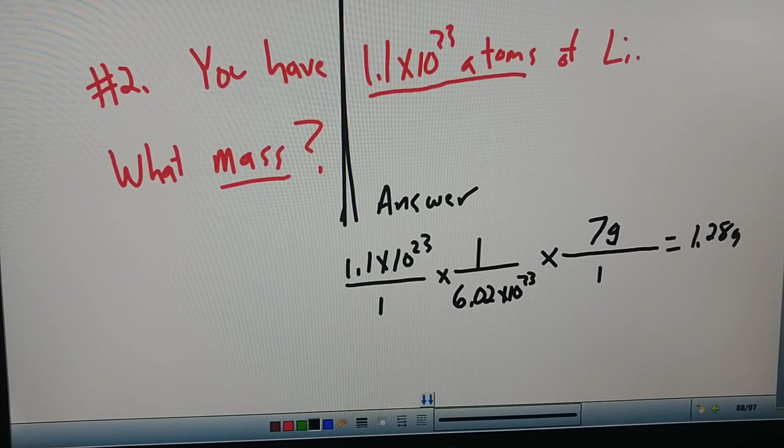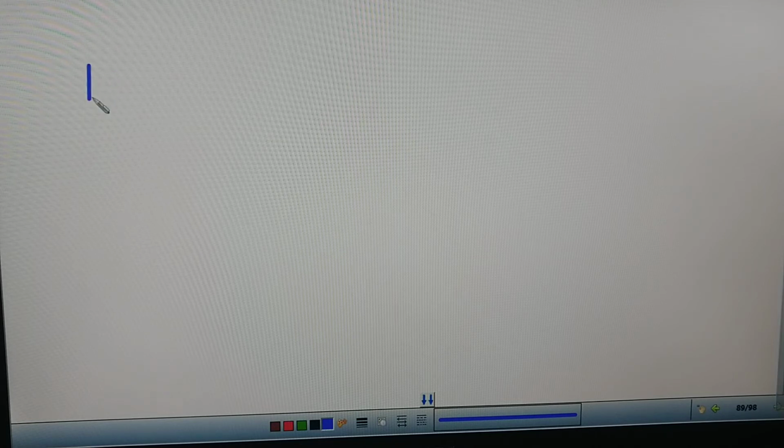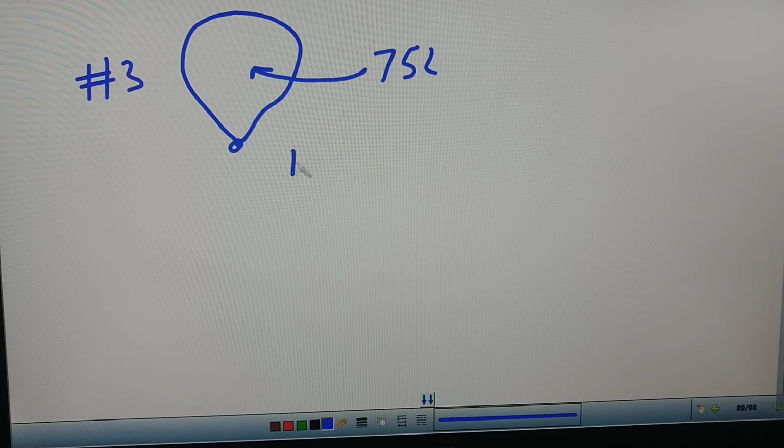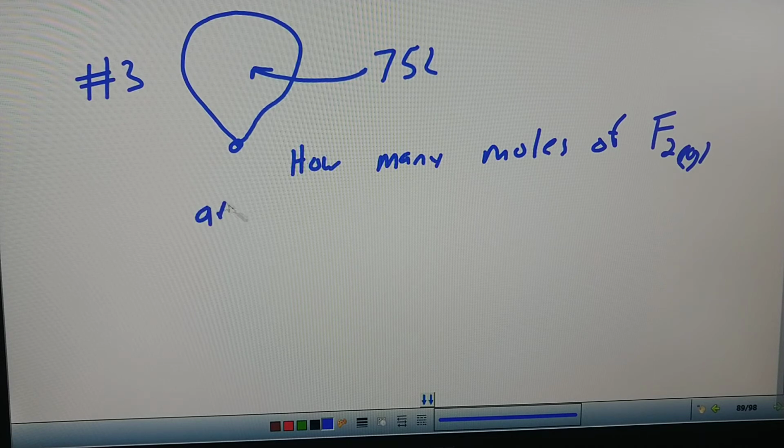All right, let's move on. Number 3. Well, the board's thinking about something again. Number 3. You have a balloon, and the balloon is filled to a volume of 75 liters. How many moles of fluorine gas are in the balloon?